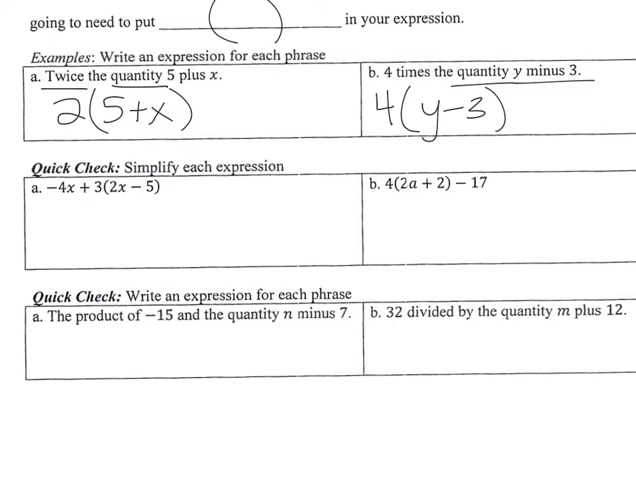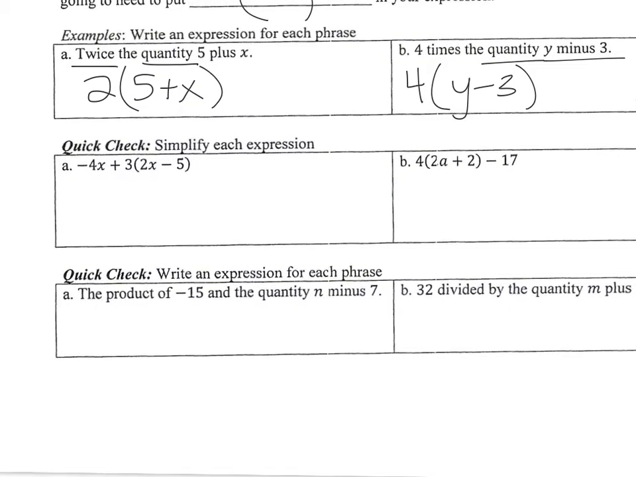And then we're going to practice these here. Simplify each. So if I see the distributive property in here, I'm going to take this, underline it. So first I'm going to write negative 4x, and then I'm going to simplify the second part. So plus 6x minus 15. So negative 4x plus 6x is 2x minus 15 is the answer.